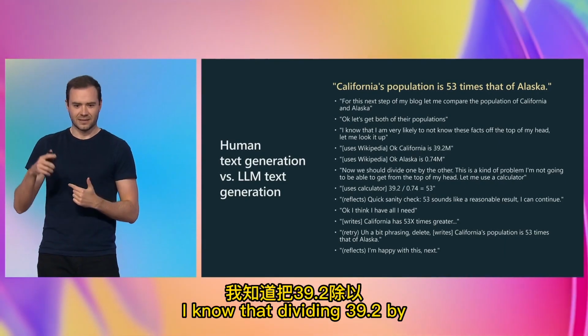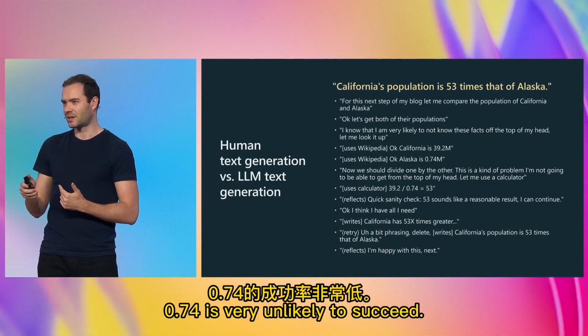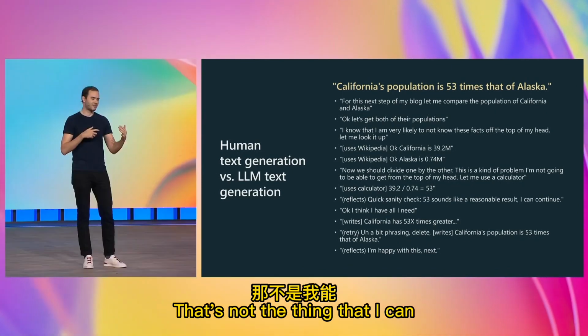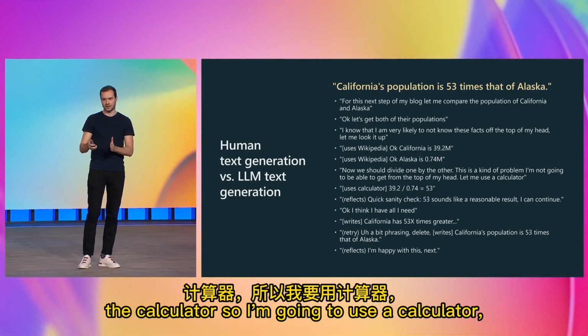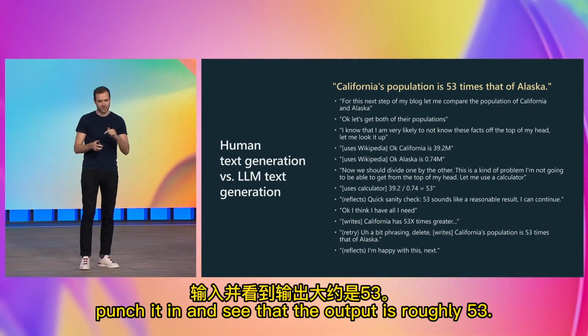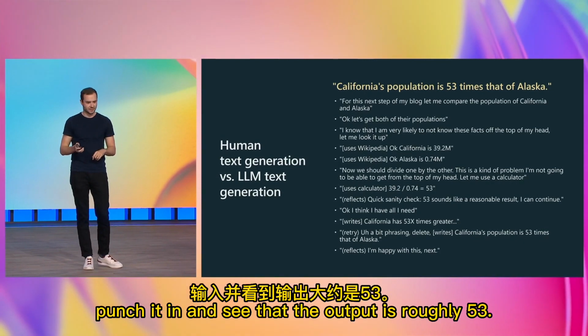But again, I know that dividing 39.2 by 0.74 is very unlikely to succeed. That's not the kind of thing that I can do in my head. And so therefore, I'm going to rely on a calculator. So I'm going to use a calculator, punch it in, and see that the output is roughly 53.